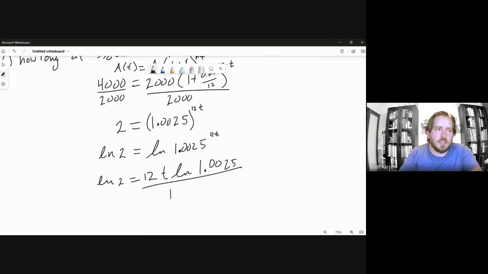And then I divide each side by 12 natural log of 1.0025. Again, because the natural log is going to cancel the natural log, the 12 is going to cancel the 12 and isolate my t. And that's the amount of time that it's going to take for this thing to double. Over on the left-hand side, I also have to divide this by 12 natural log of 1.0025.